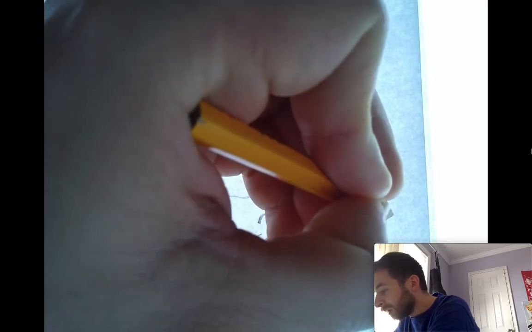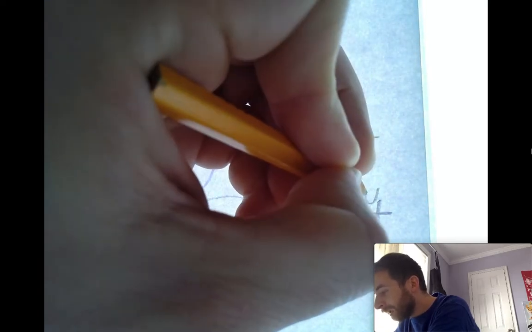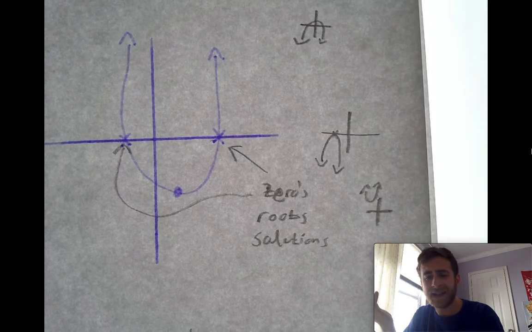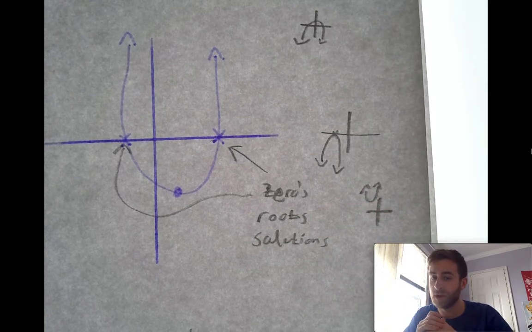And I'll draw one other little sketch. There's another case where it might be like this, and it's just floating above or below your line. In that case, there are no solutions to this quadratic. There are no zeros, there are no roots.